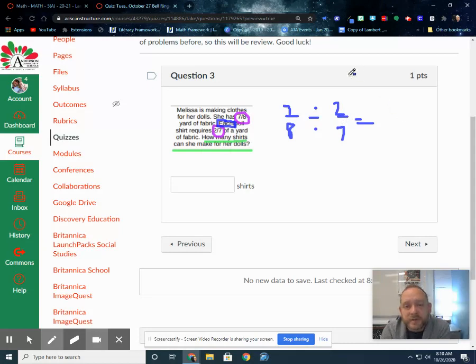And remember, when we are doing this, we are going to keep, we are going to change, and we're going to flip. So keep our first factor the same, which is 7/8. We're going to change division to multiplication, since I said factor there, right? And then we're going to switch this guy. We're going to flip him upside down. So we're going to take the inverse of 2/7, which is 7/2. We're going to get a really big number. We're going to get 7 times 7, which would be 49, and 8 times 2, which would be 16.